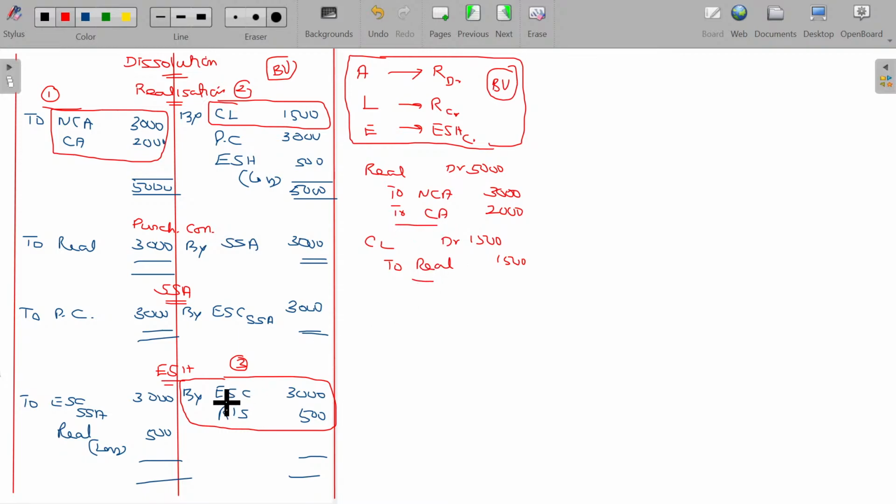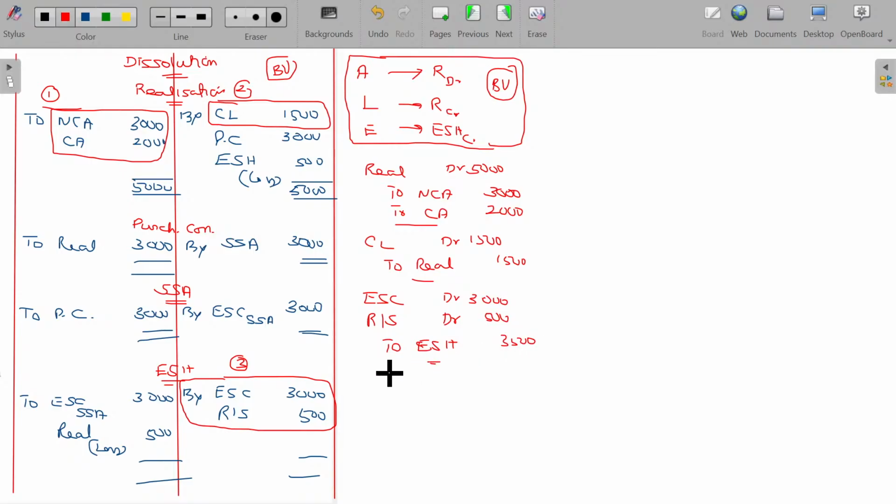Then the next one being equity shareholders' fund. Equity share capital account debit. Accumulated reserves and surplus we have, meant for the equity shareholders, will also be transferred to the equity shareholders. This value being 3,500. Thereafter, incorporation of purchase consideration.